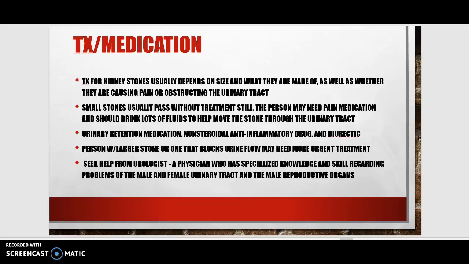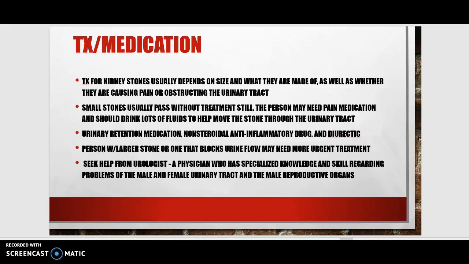Treatment, medication. Treatment of kidney stones usually depends on the size and what they are made of, as well as whether they're causing pain or obstructing the urinary tract. Small stones usually pass without treatment. However, people still may need some pain medication because kidney stones are very painful, very uncomfortable. You just can't go on with your everyday life.